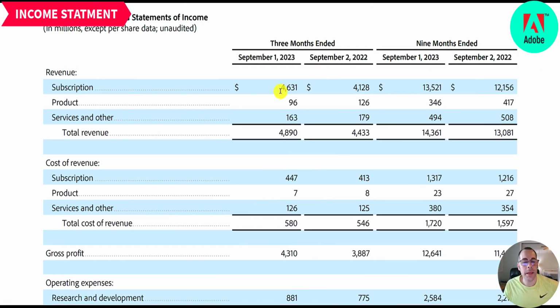Here's their income statement. So for the most recent quarter, their revenue was $4.9 billion. This is for the 3 months ending 9/1/2023. It's mostly subscriptions, $4.6 billion. I do not pay a subscription because I have their most basic program, just viewing PDF files. But if I wanted to edit files or do some more fun stuff, I might have to pay a subscription.